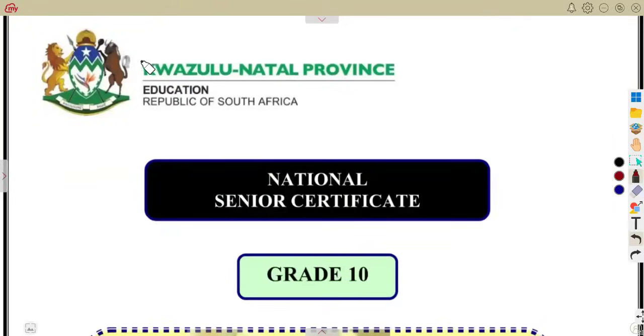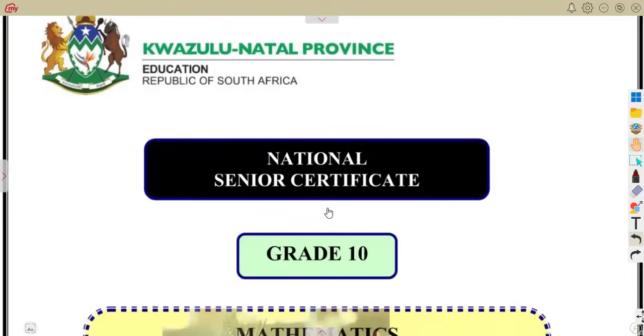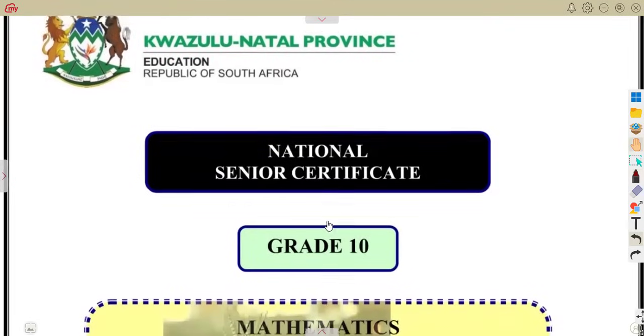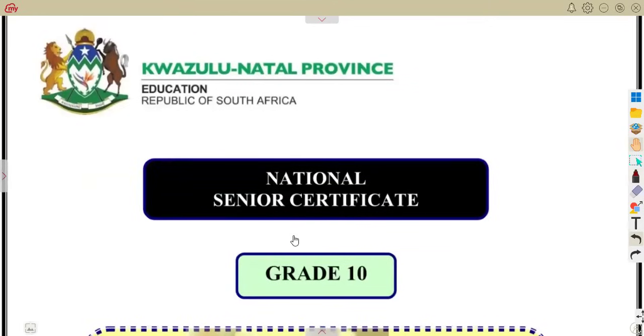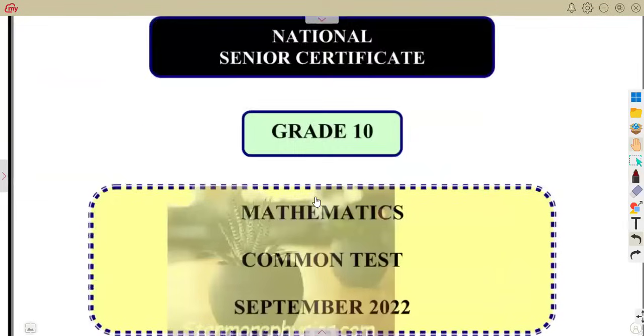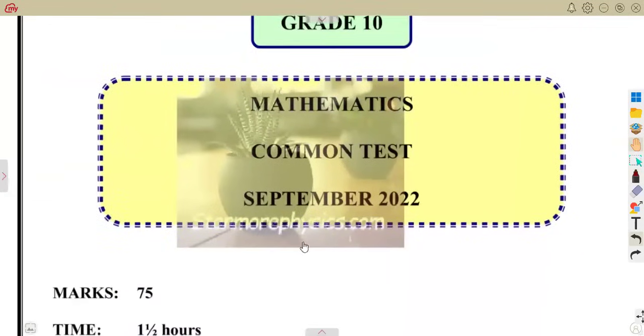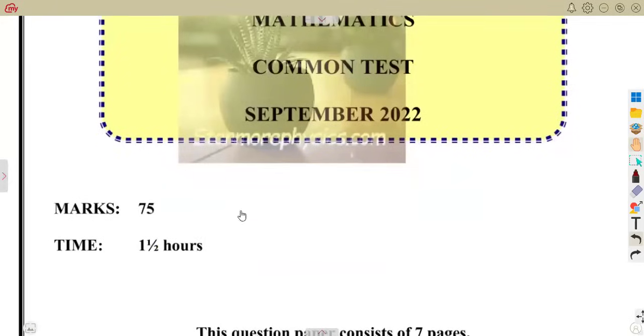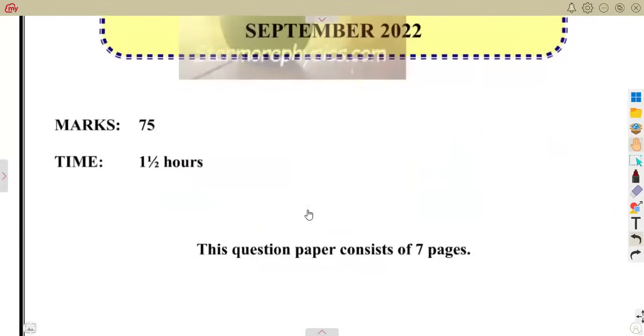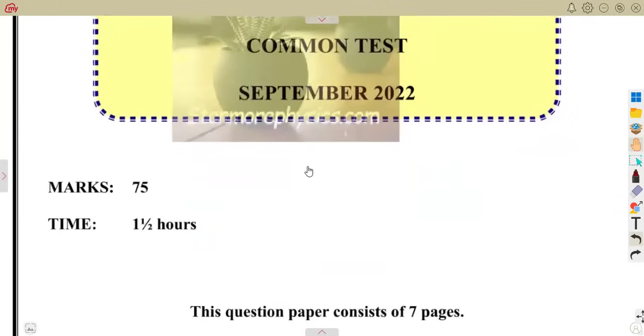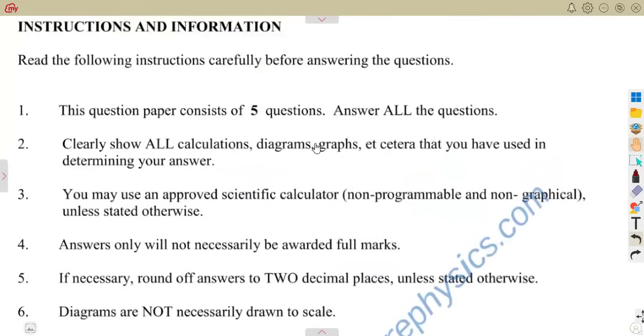All right. So as we are going through some revisions, preparing for the September exams, the test that you're going to have, we are going to consider one of the question papers that we are going to work on, which is a common test of September 2022. This was 75 marks, 1.5 hours. So that is the paper that we are going to go through.